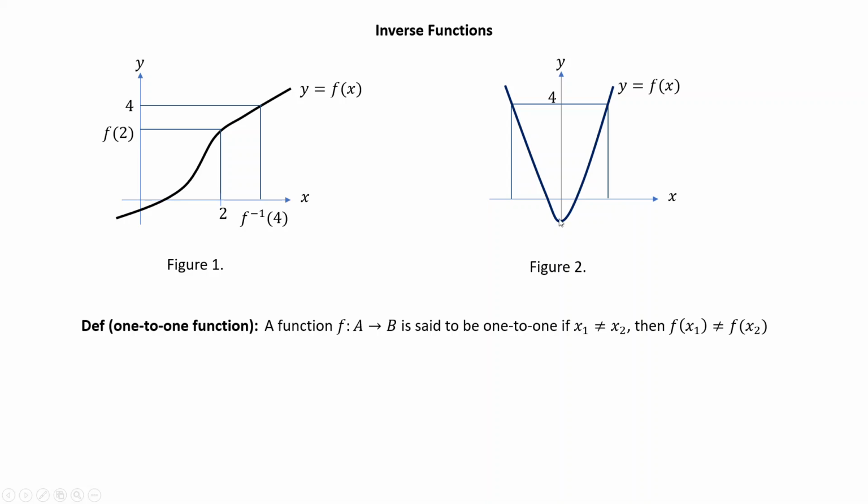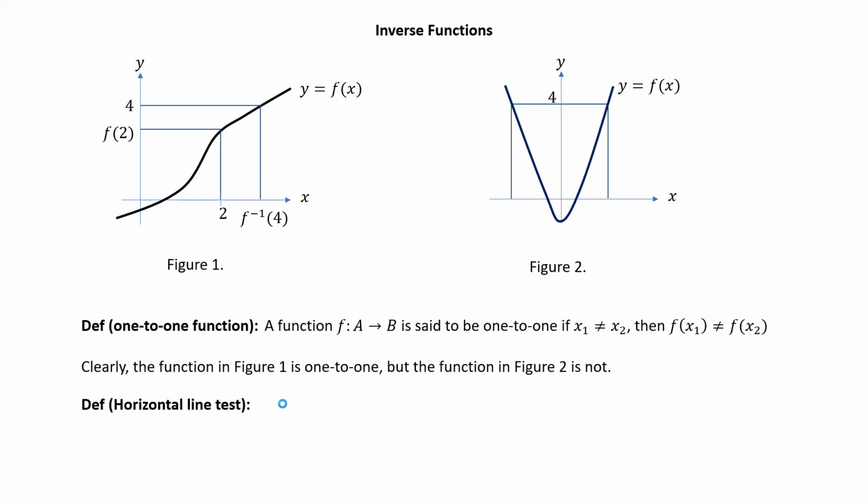But that condition is not true for this one. If I make x1 to be this x value and x2 to be this x value, they both have the same y value. F of x1 is in fact equal to f of x2, even though x1 is not equal to x2. That's the problem. Cool? All right. So clearly the function in figure 1 is one-to-one, but figure 2 is not.